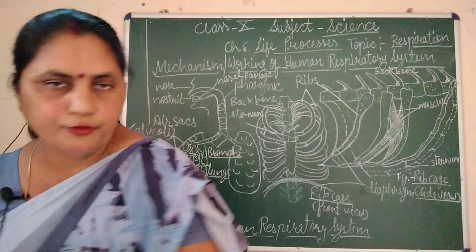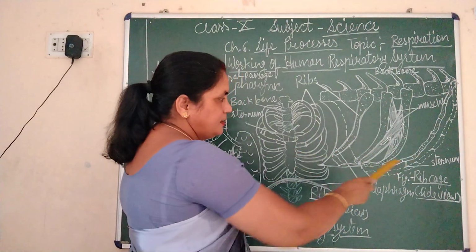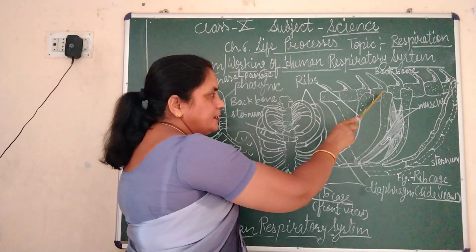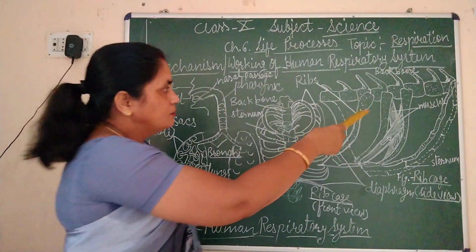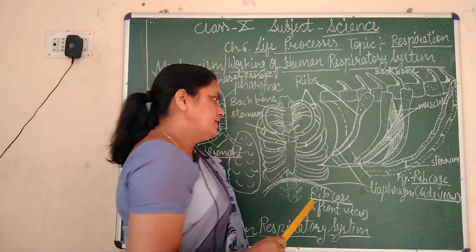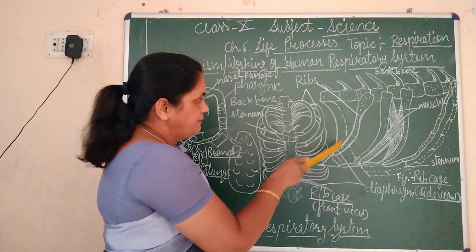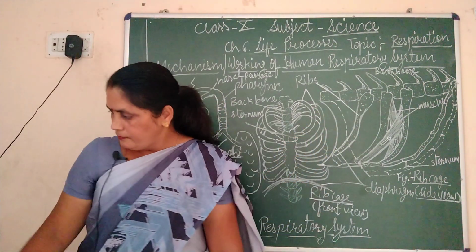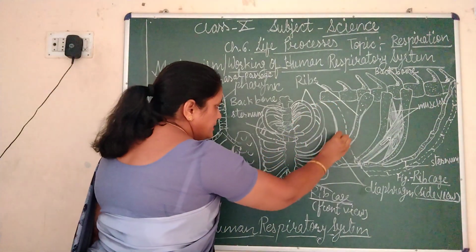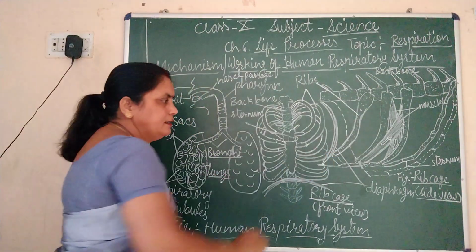So this is the situation in this diagram. Here it is the backbone, this is the sternum, and these are the ribs which are connected at the back to the backbone and in front to the sternum. Now notice one thing, here it is the diaphragm. The diaphragm will look like this. In the position in which we have taken this diagram, the diaphragm will be like this here.